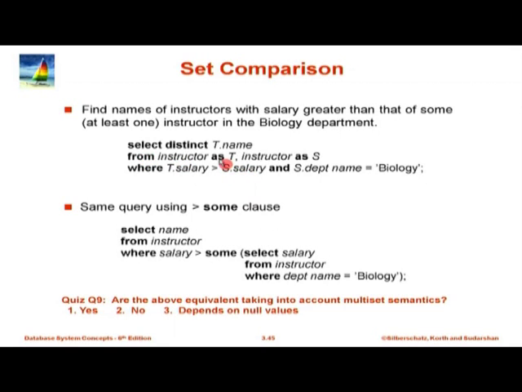Now the problem is that if you have a particular instructor with salary say 100,000 and there are 5 people in biology with salary less than 100,000, every one of those 5 will match this and the name will appear 5 times, the same person's name. So what did we do? We said select distinct T dot name so that the name will appear exactly once. So that's this query. Now these two queries look to be the same, and in fact if you don't have duplicates at all, there is no problem. They are exactly the same.